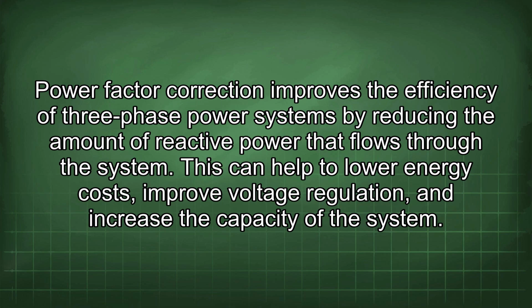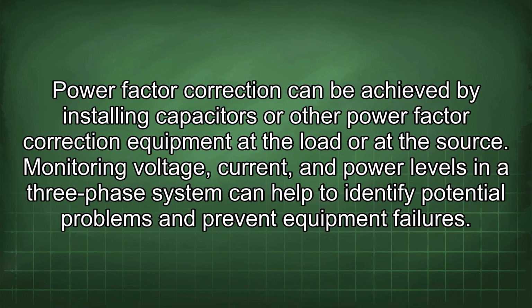Power factor correction improves the efficiency of three-phase power systems by reducing the amount of reactive power that flows through the system. This can help to lower energy costs, improve voltage regulation, and increase the capacity of the system. Power factor correction can be achieved by installing capacitors or other power factor correction equipment at the load or at the source.